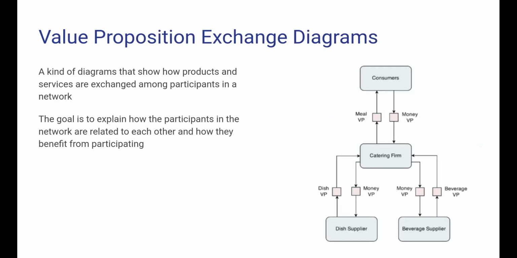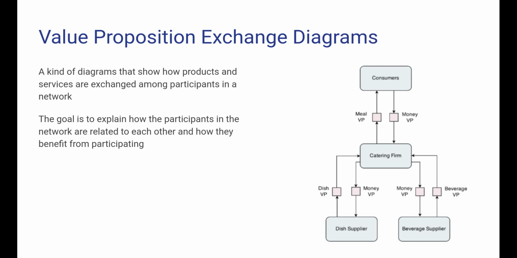We will not look into all the different parts of VDML. It contains many sub-languages, and here we are only looking at one kind of diagram, the value proposition exchange diagram. That's a kind of diagram showing how products and services are exchanged among participants, among actors in a network. The purpose here is to explain how these participants are related to each other and how they benefit from participating in the network. To the right here, we see again the example of the catering firm.